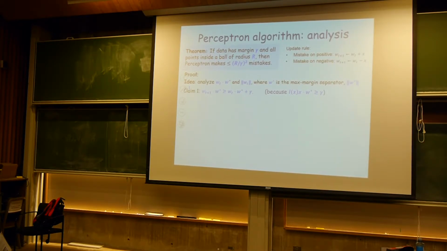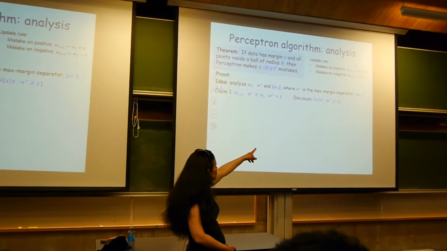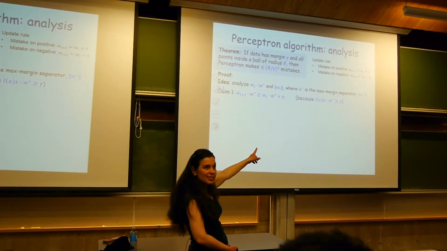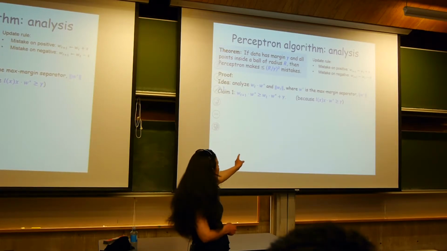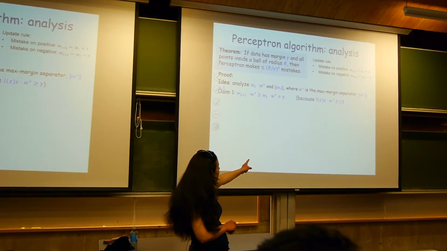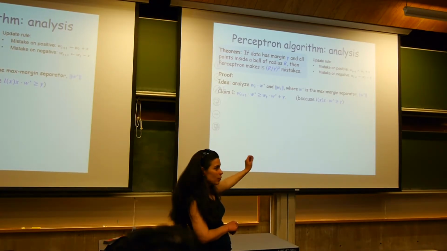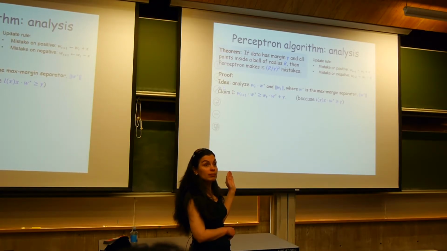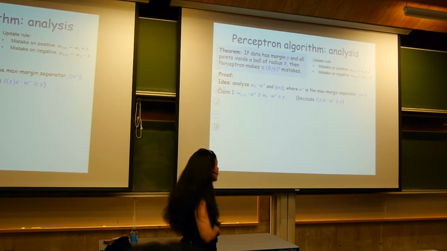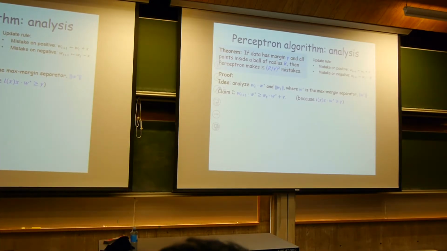Well, we're going to use the update rule. Every time we make a mistake on a positive example, we add that positive example to my current guess for the target. Every time I make a mistake on a negative example, I subtract my example from the current guess for the target. And moreover, I also use the fact that on every single example, including that example on which I make a mistake, my W star has margin at least gamma. So then this immediately implies this quantity over here. Is everyone happy with that?